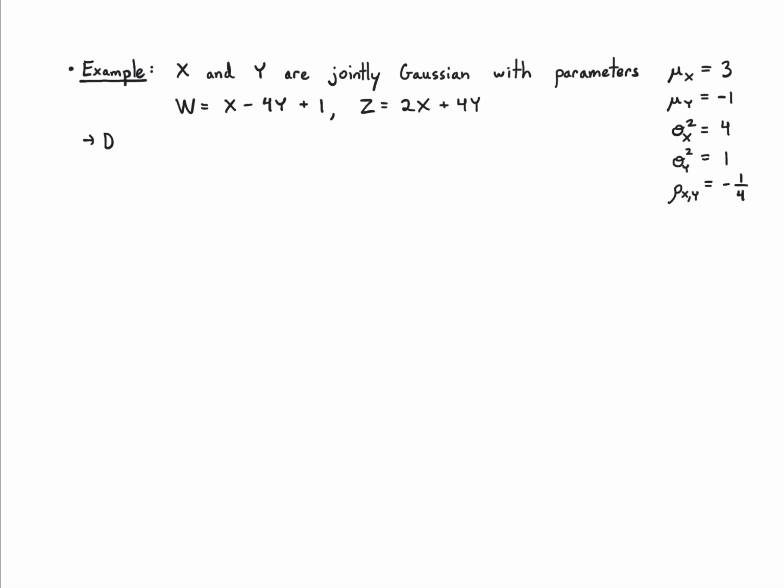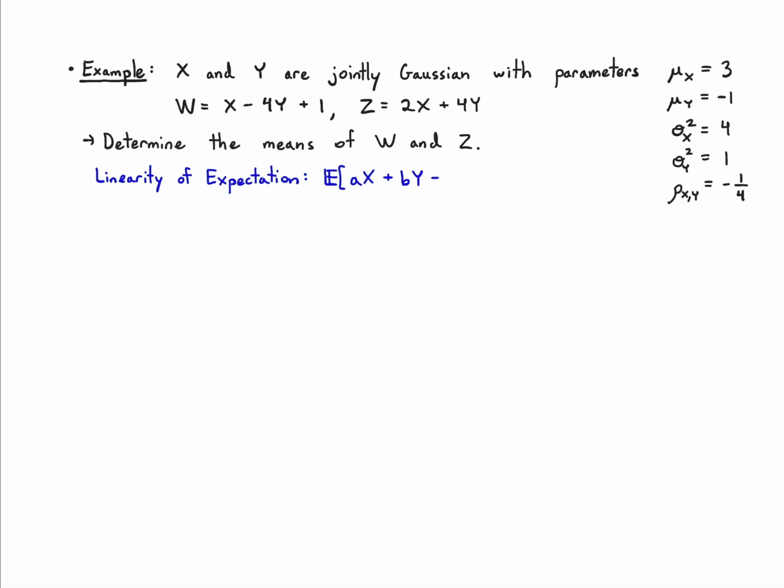Let's first determine their means. And these are all going to rely on properties and tricks that we've learned before. So to get the means, all I need to do is recognize that I can use the linearity of expectation. So I'm just going to remind you of that property, which we've seen many times. In this case, it would correspond to the expectation of ax plus by plus, let's say, e is going to be equal to A times mu x plus B times mu y plus E.